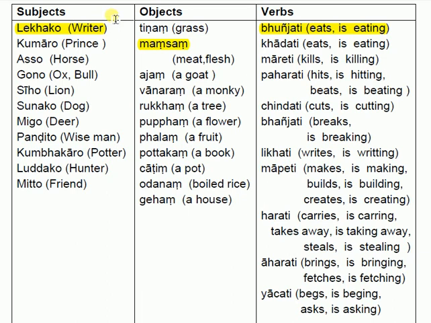Here, this is the subject, object, verb. This gives the Pali sentence order: subject, object, verb. So it is easy to make a sentence. You take one from each column, and you can easily make a sentence. Like here, lekako, then object from the second column, mangsang, and last the verb, bunjati. Writer is eating meat.